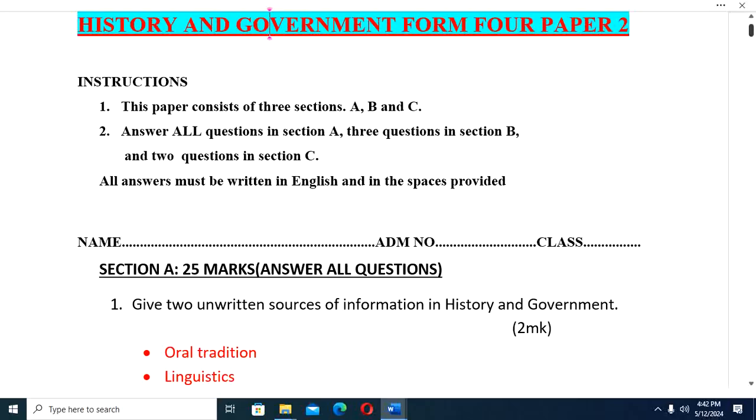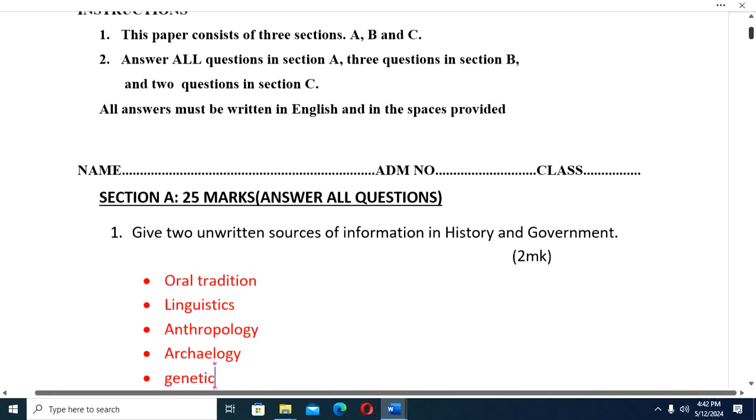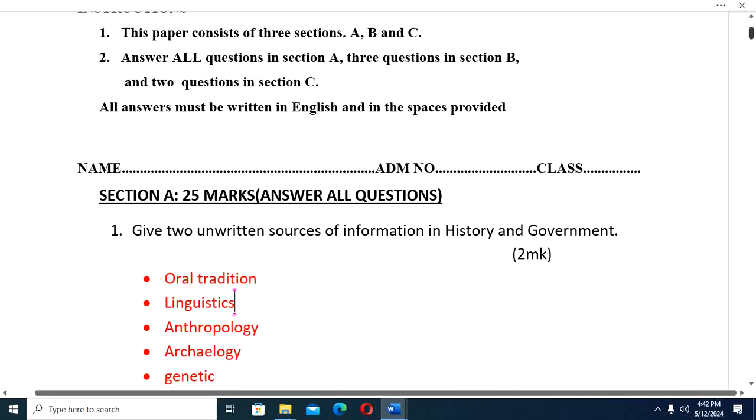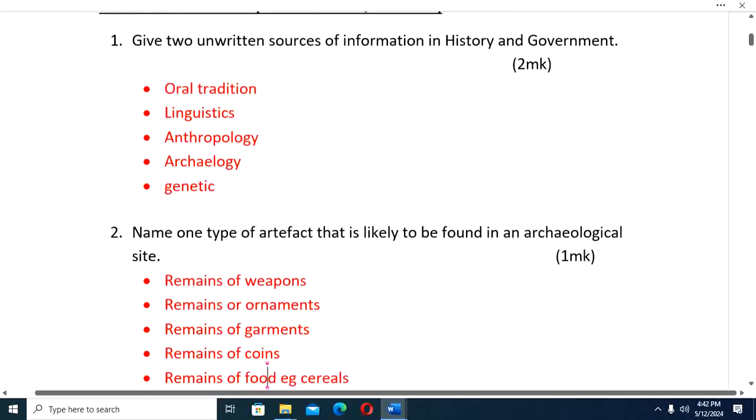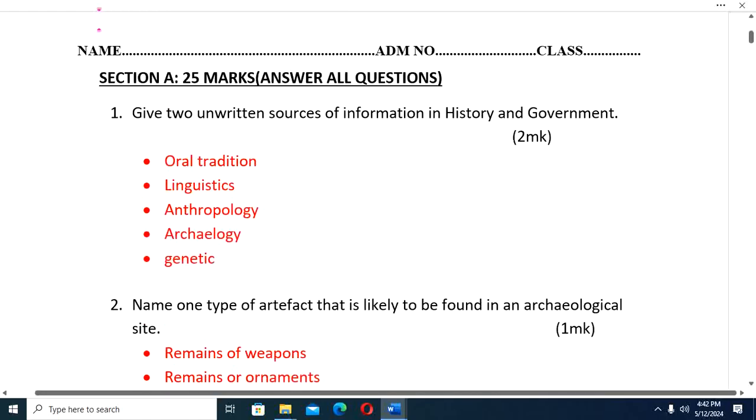In section B, you answer 3 questions, and you answer 2 questions in section C, and then you must write that work in English. So this is how the paper looks like, and let's go straight to question number 1. Section A is out of 25 marks, number 1 to number 17 or maybe 18.